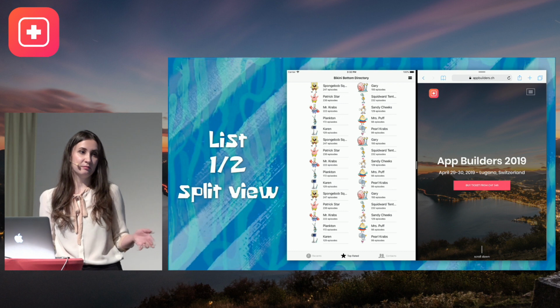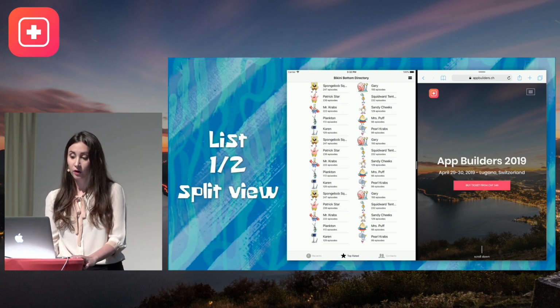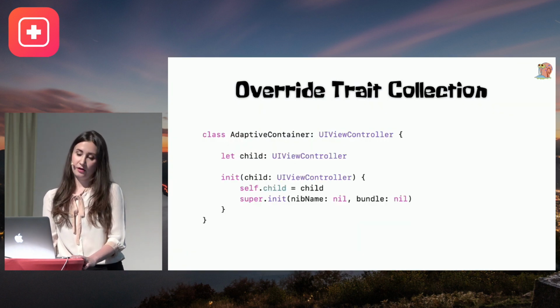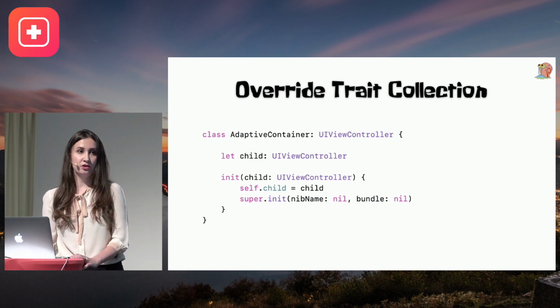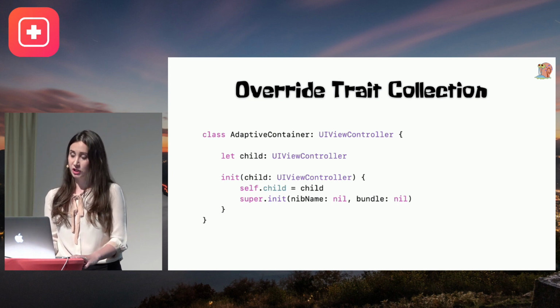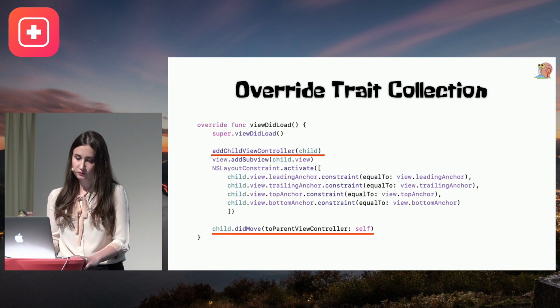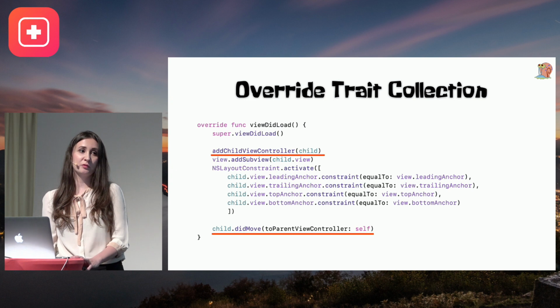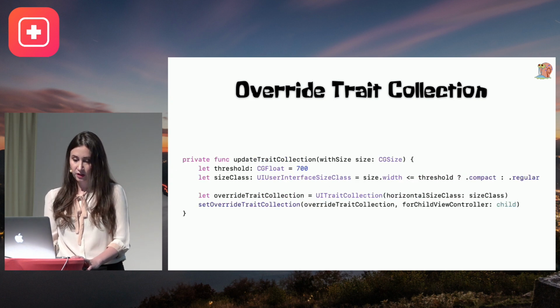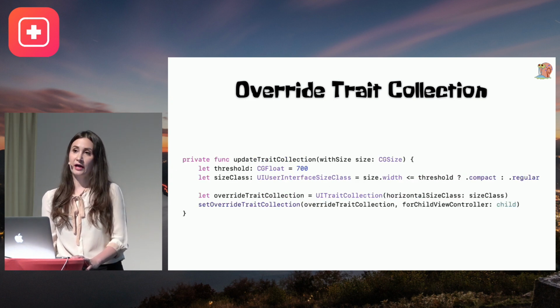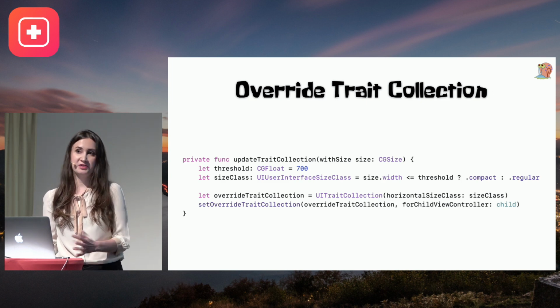So we could use the same categories we came up with before, or we could override the trait collection for the screen size. For that, we will create a container view controller. We need this because a view controller cannot override its own trait collection, but it can override its child's trait collection. So we will pass in a view controller, add it as a child, and then figure out what we want the trait collection to be for any specific size.